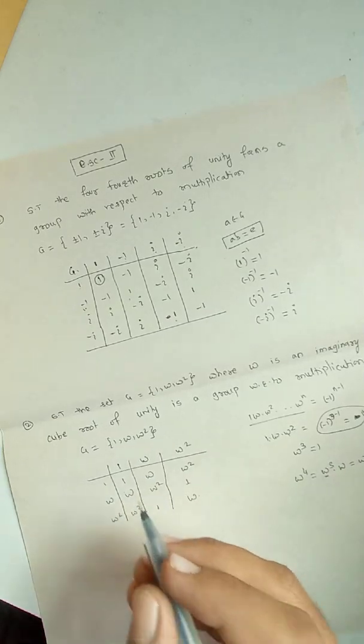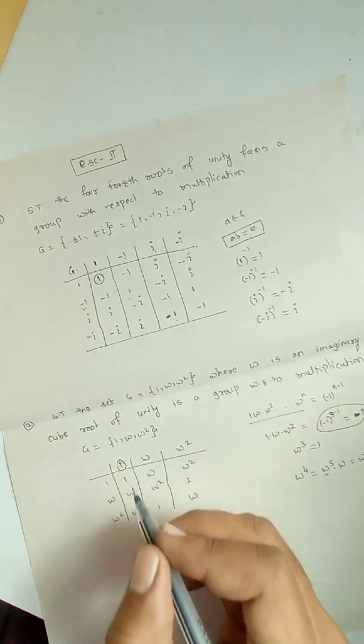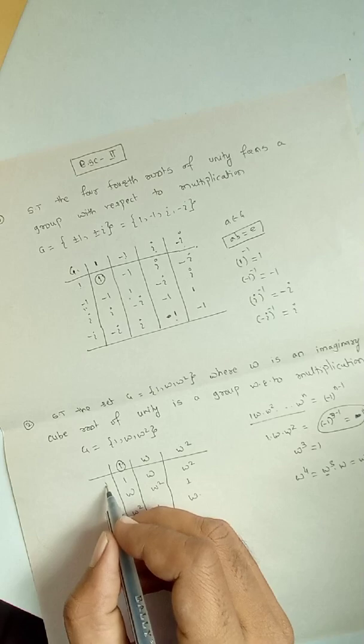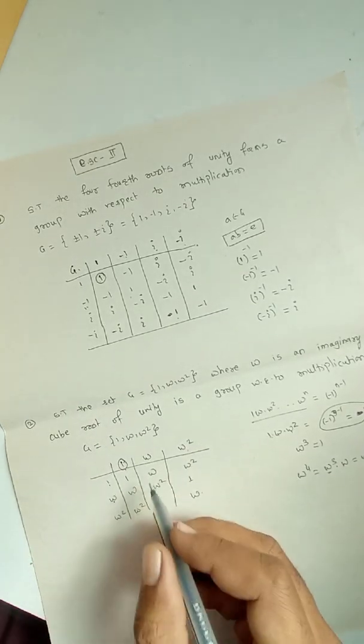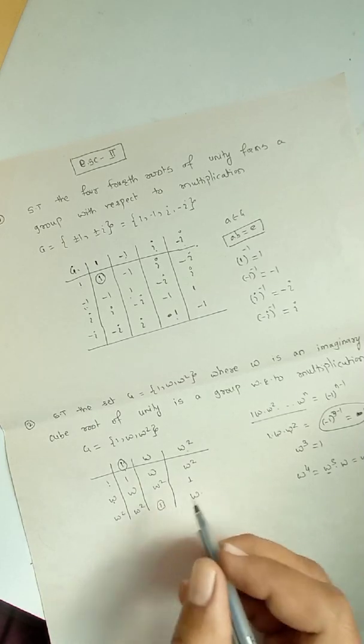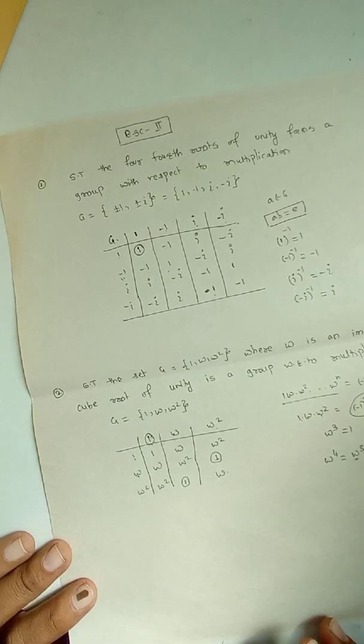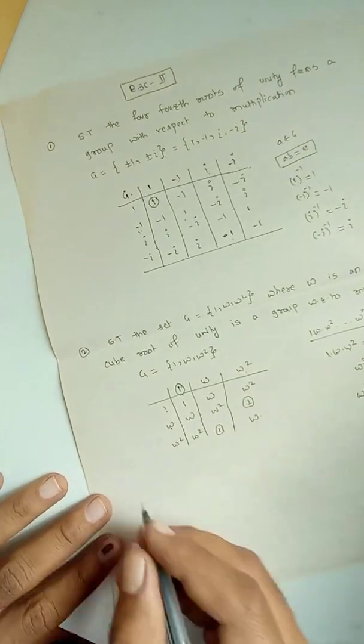Now note that 1 is the multiplicative identity of the group, and the inverse of 1 is 1, the inverse of omega is omega square, and the inverse of omega square is omega, because 1 is here and 1 is here. So this forms an abelian group with respect to multiplication. Now third example.